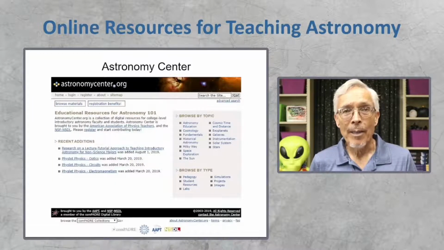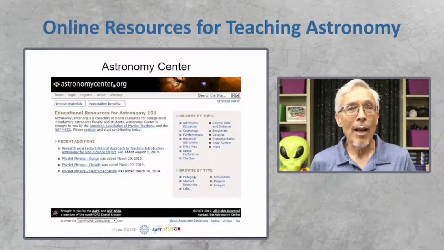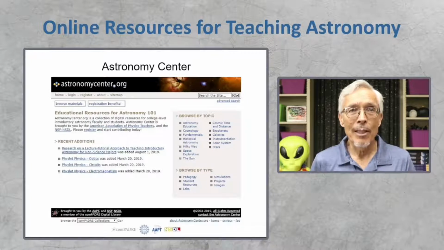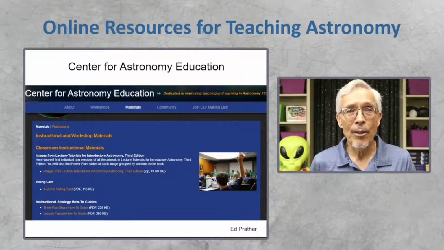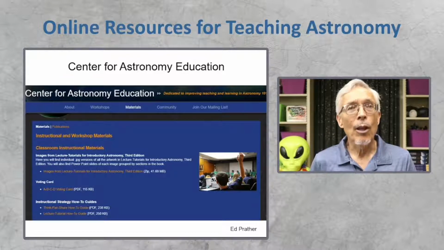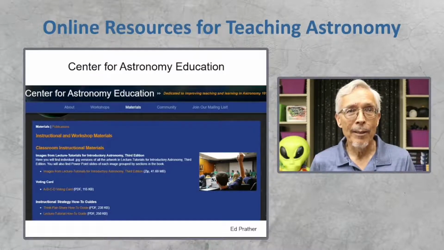There's also the Astronomy Center, which has a large number of resources that have been peer-reviewed and validated by research. And these are also highly recommended. They're easy to plug into your class based on whatever topic you might be teaching. Center for Astronomy Education has a large amount of materials online, including entire curricula for teaching introductory astronomy, and also many of the active learning methods, such as Think, Pair, Share questions and lecture tutorials. There's a large amount of information there, and all of these methods have been research validated.